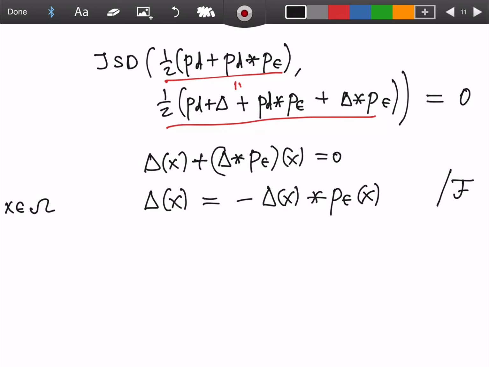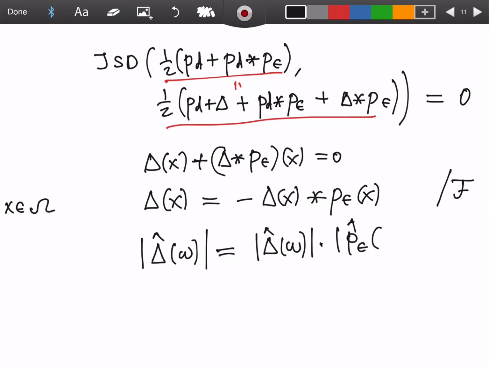Once I do it, let's denote the Fourier transform of delta as delta hat. The frequency parameter is omega. Convolution becomes product in the Fourier domain, and this is what we have. And of course this identity has to hold for every omega.